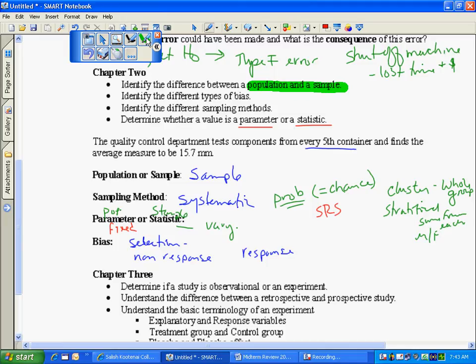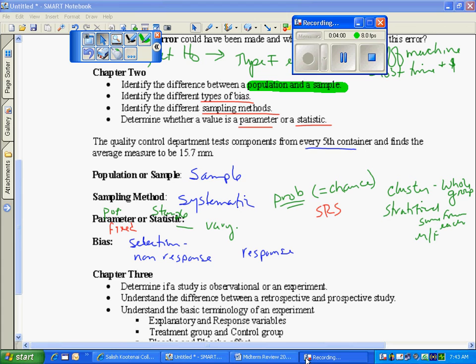So again, determine those values. Recall parameter, population, statistic, sample. Identify the different sampling methods from situations. Identify different types of bias. And lastly, determine whether it's a population or sample. Population is the whole group, what we're trying to make the decision about. That concludes the review for Chapter 2.